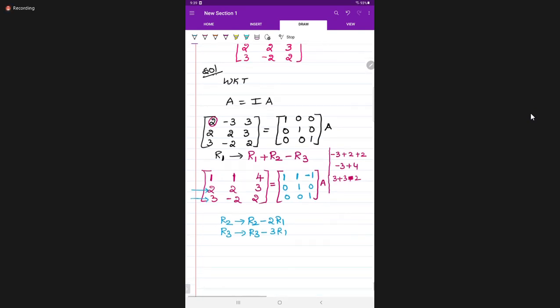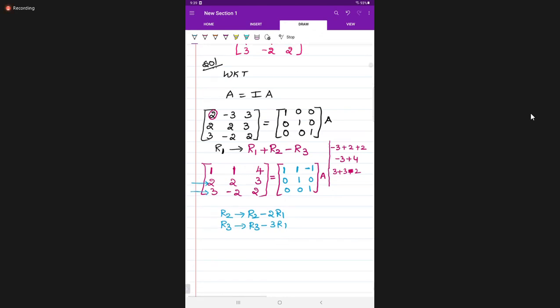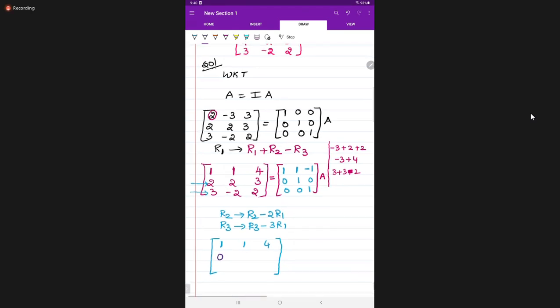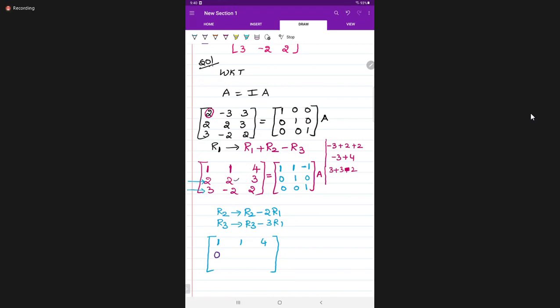Now tell me the answer. First row stays as it is: 1, 1, 4. So from the upper element to the lower element, if 1 is there, we can easily make it 0 with the help of the first row. Now tell me the second row. Just subtraction only, right? R2 means 2, 2 minus 2 is 0. Next, 2 minus 2 into 1, this value is also 0.